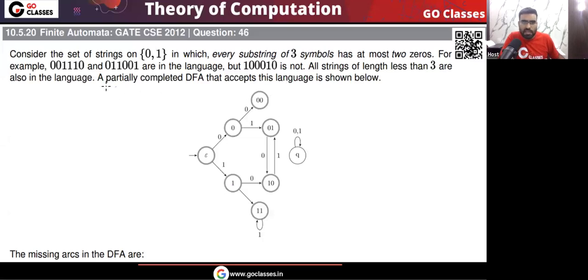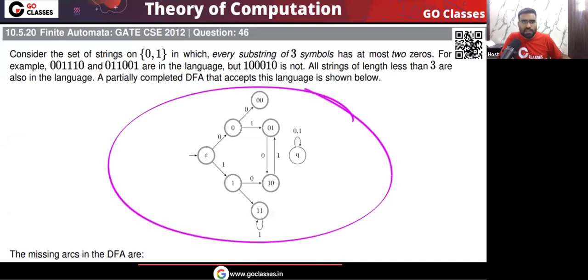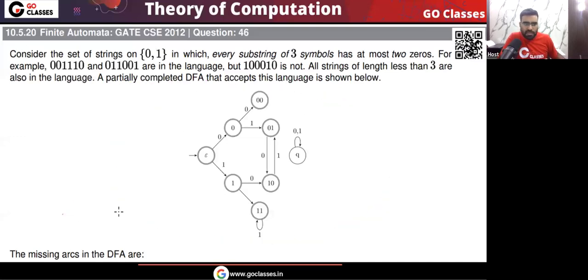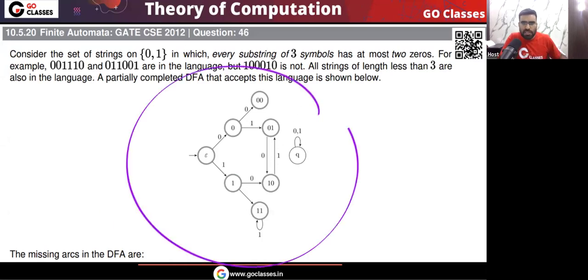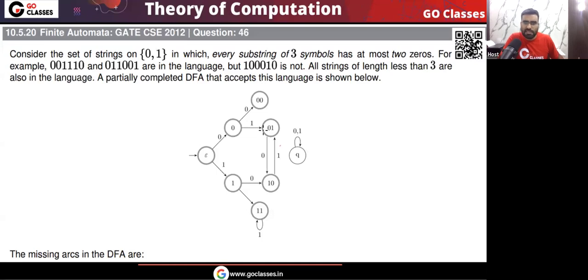Now the question is saying that a partially complete DFA is given to you, and the missing transitions we have to find out. Very simple point. This partial DFA is given to you, but we have to find the missing transitions. Is there any missing transition here? Do you see any missing transition in this?